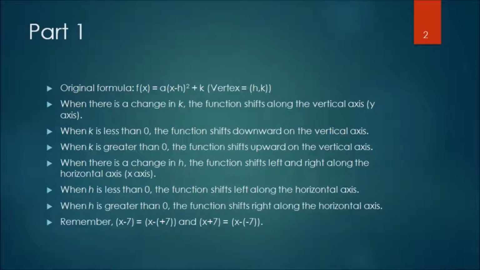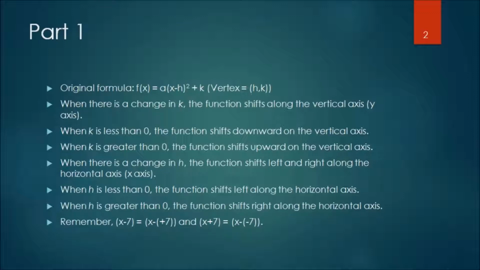When k is less than 0, the function shifts downwards along the vertical axis, and when k is greater than 0, it shifts upward. When there is a change in h, the function will shift left and right across the horizontal axis or the x-axis. When it is less than 0, it shifts left. When it is greater than 0, it will shift right.